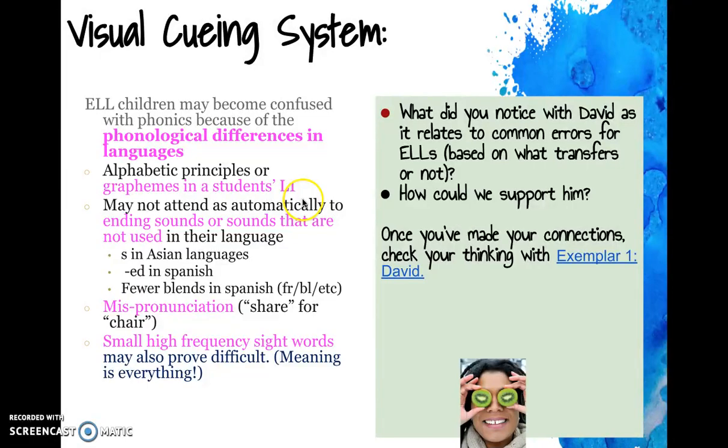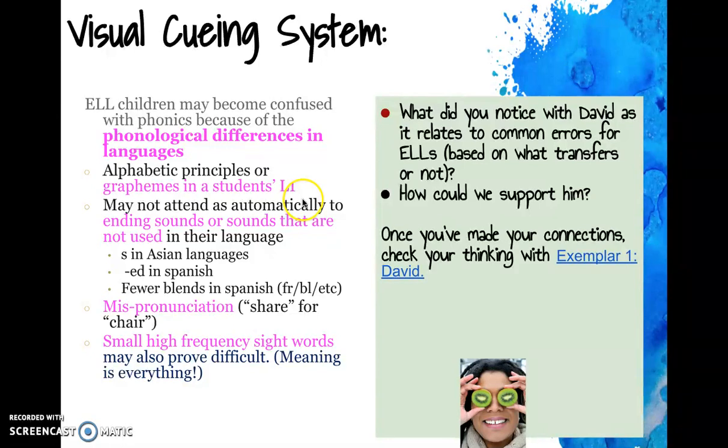Thinking about what you just learned around common lenses to think about with visual, read the questions on the slide and pause the screencast. Jot some notes around this as you think about David. Then check your thinking on the synthesis part of the exemplar under the visual. What did you notice with David as it relates to common errors for ELLs with visuals? How might you think about supporting him? Pause and do that thinking work now.